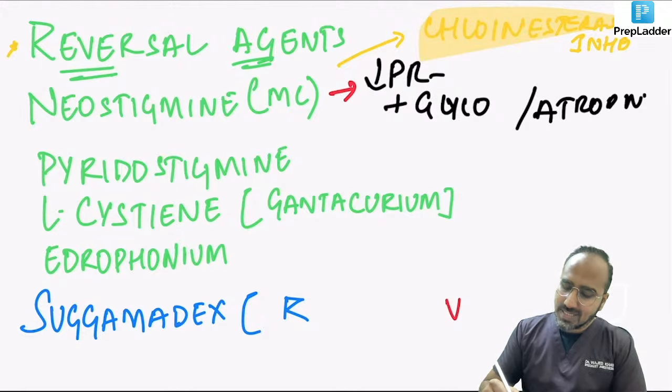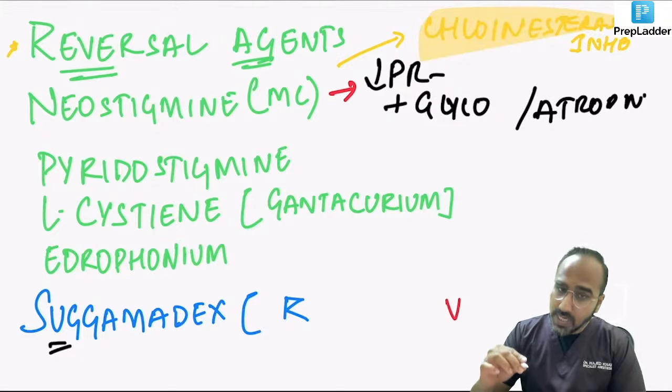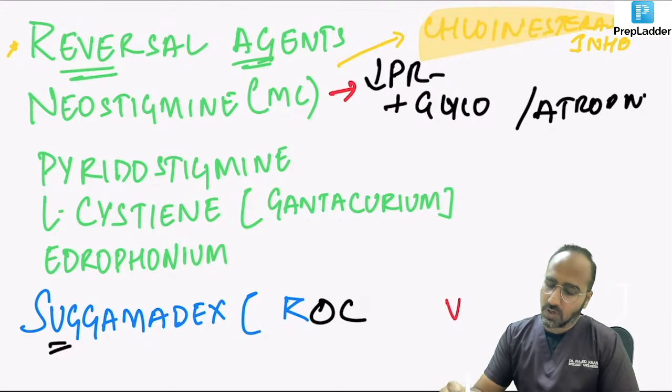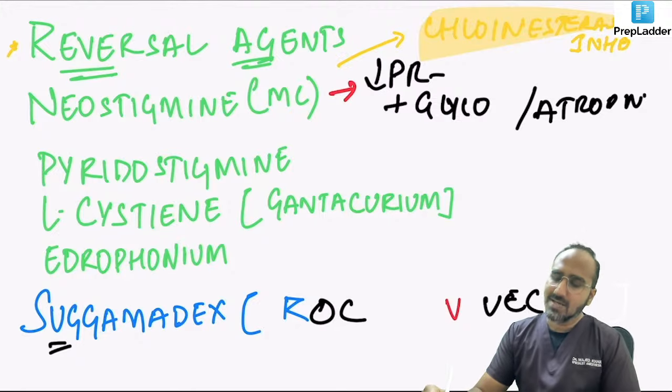Okay. Next, in the question, rocuronium was given. So what is the reversal agent given for rocuronium? It is sugammadex. For rocuronium and vecuronium, it is always sugammadex.